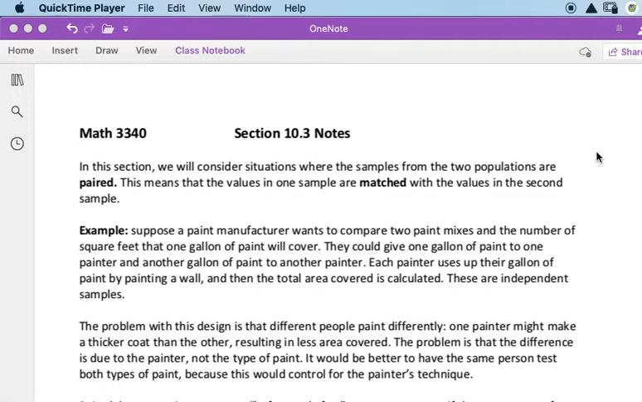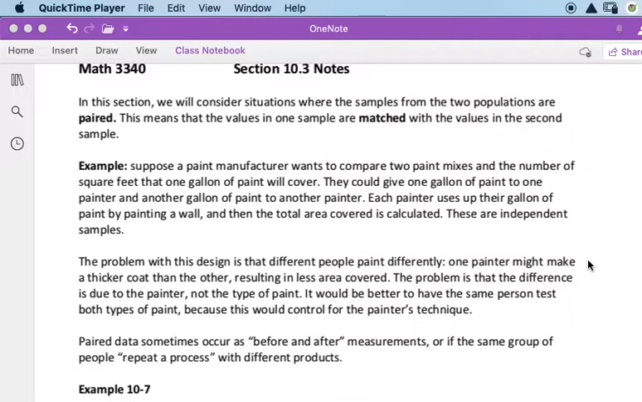In this video for section 10.3, we're going to look at situations where our samples are paired. This means that the values in one sample are matched with the values in the second sample, so they will no longer be independent. An example to think about this is if we have a paint manufacturer and they want to compare two paint mixes and the number of square feet that 1 gallon of paint will cover. They could give 1 gallon of paint to one painter, another gallon to another painter, have them both paint, use up the entire gallon, and then calculate how much area is covered.